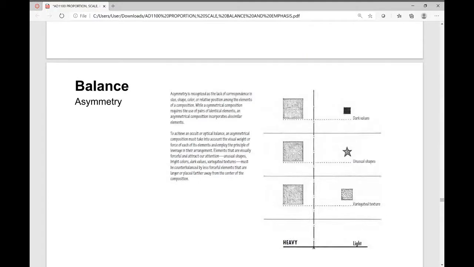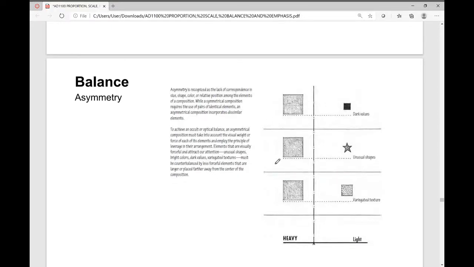So you have your asymmetry. It is recognized as a lack of correspondence in size, shape, color, or relative position among the elements of the composition. So it doesn't actually have the same general weight of the elements, but it creates a balance with regard to your optical elements. It takes into account the visual weight or shape or force of each composition or element. These elements are, as stated here, visually forceful and attract our attention.